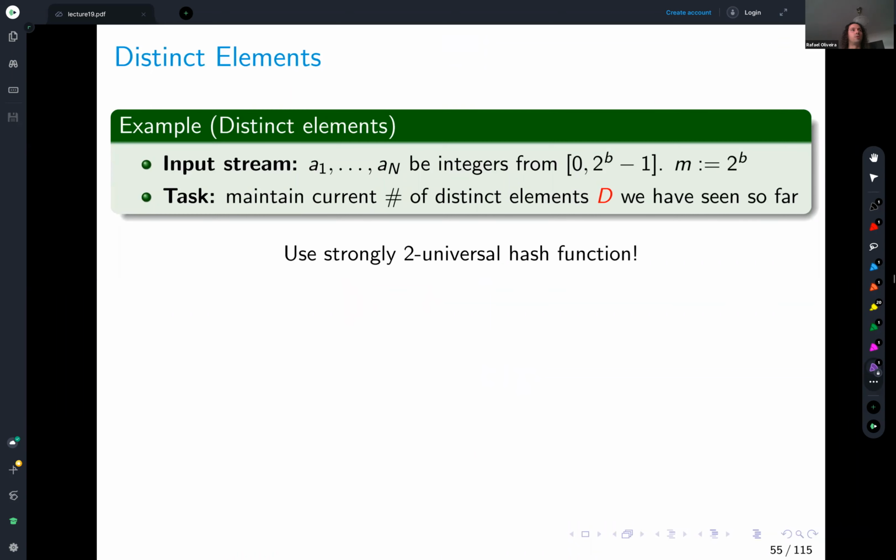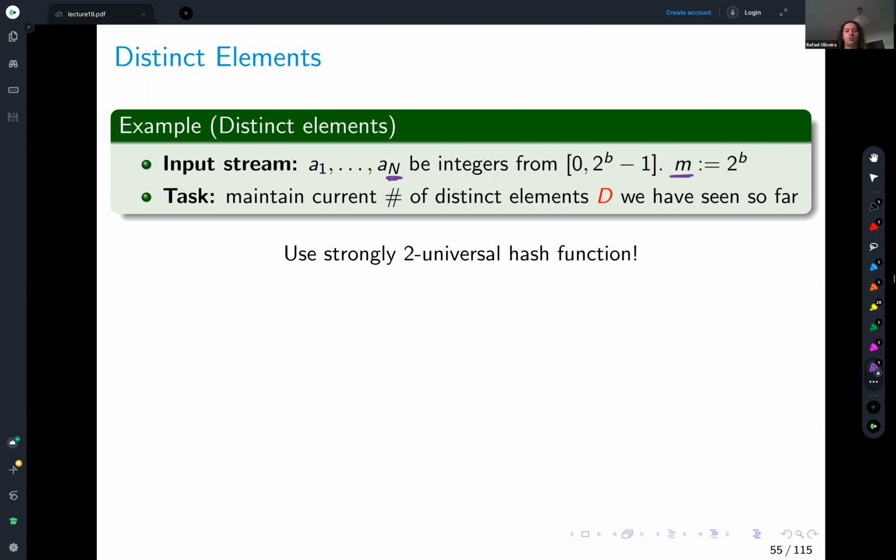All right, so how do we solve this? We're going to use a strongly 2-universal hash function. Why? Because remember, whenever I have something much bigger, like this space 0 to 2 to the b minus 1, it's really big. It could be as big as the stream itself, so m could be as big as the stream itself. We cannot hope to store all the numbers that we have seen. When we have a bigger set but a small space, what is our solution? The first thing that has to come to mind is hashing. So that's exactly what we're going to do.